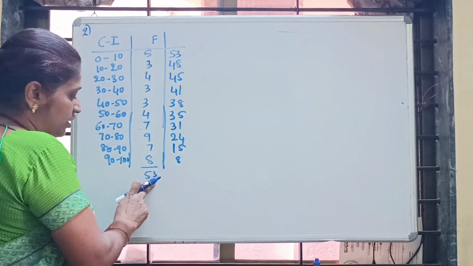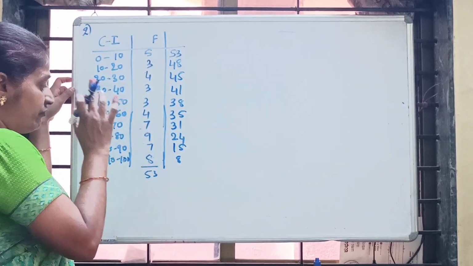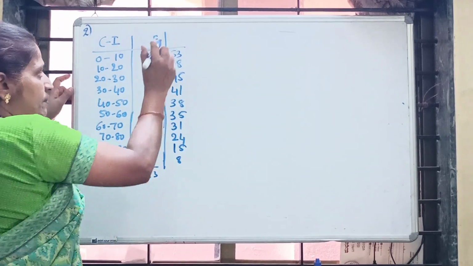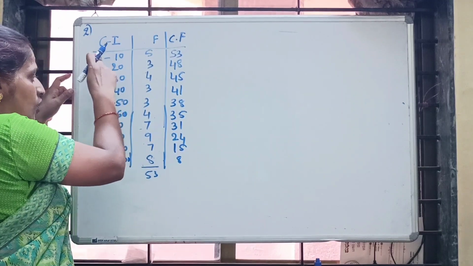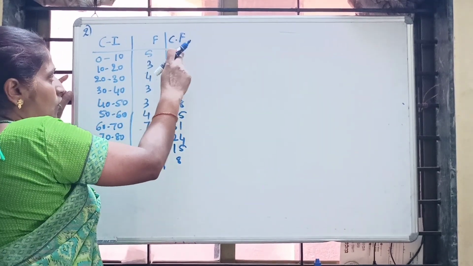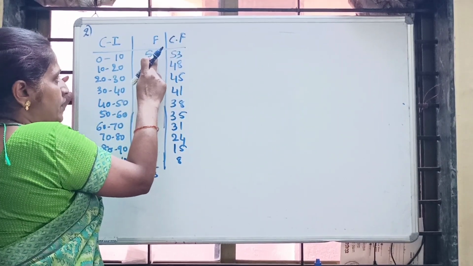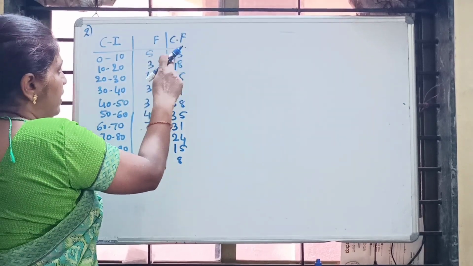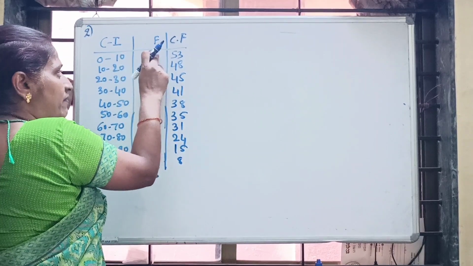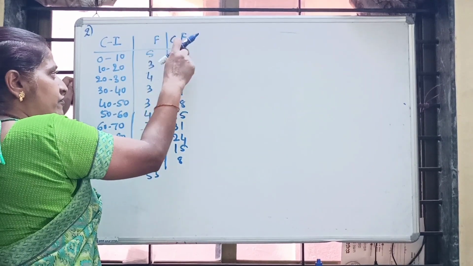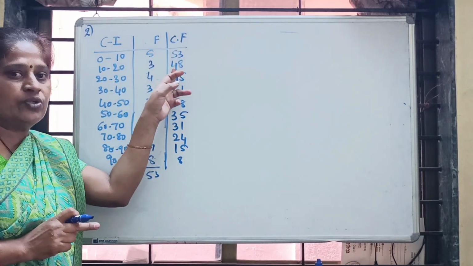See, total 53 students or patients or whatever the data given, more than 0, all 53 are there. So I am writing cumulative frequency more than 0, and we are taking the lower limits on the graph. So more than 0, all 53 are there. Now less than 10, 5 are there. For the next, 10 to 20, we have to subtract the 5 from 53, and it remains only 48. More than 10 will be 48 students.